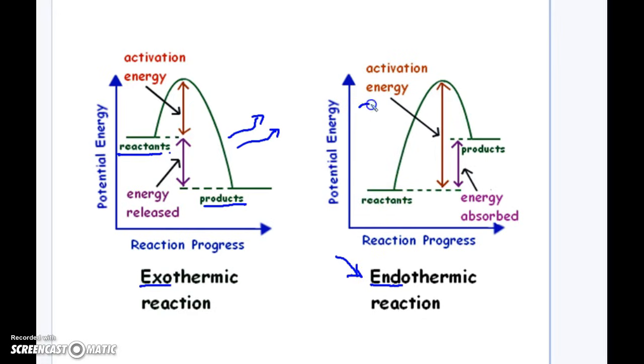So this one actually requires energy to go into the reaction, whereas this one, energy is released. So that's why it's called exo, energy exits. Endo, energy goes in. Okay.